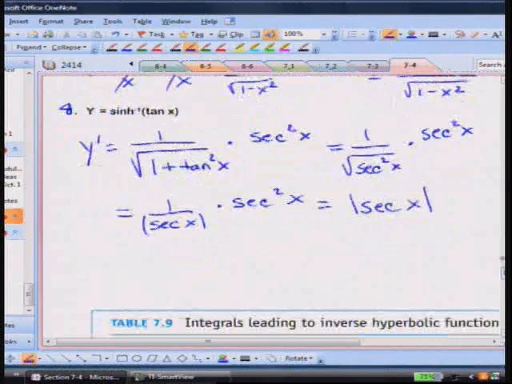Because you can't take the square root. I mean, when you take that square root, it's assuming that the hyperbolic secant is positive. Okay? So that's why we put those absolute value signs there. All right, that was fun.